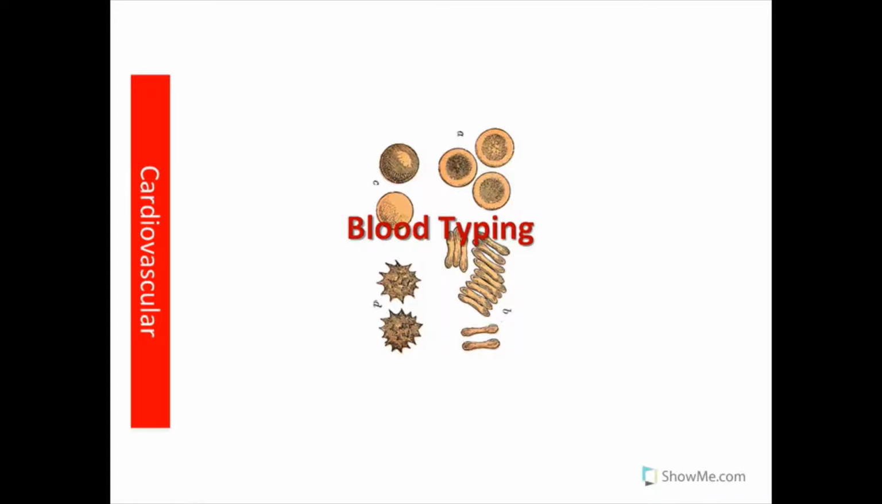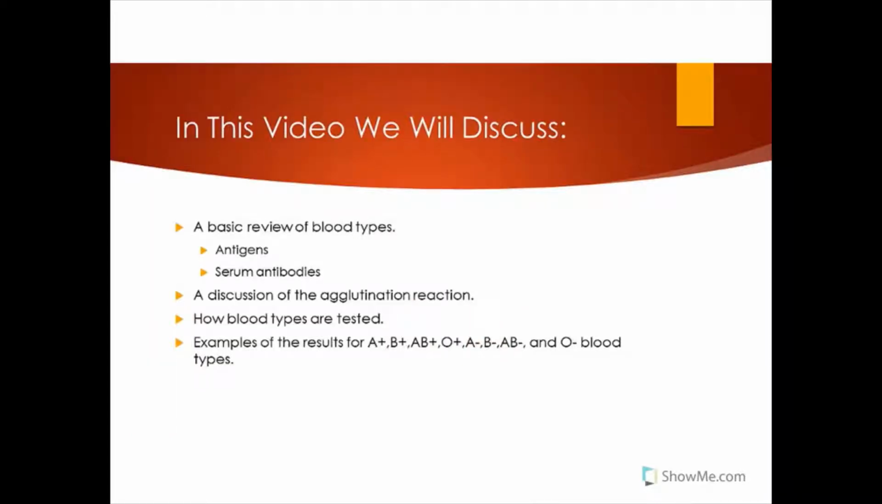In this video we're going to look at a basic review of blood types, their antigens and the serum antibodies. We are also going to discuss the agglutination reaction that's necessary to understand it, talk a little bit about how we test it, and then give some examples of the test results we might see for A positive blood, B positive blood, AB positive, O positive, A negative, B negative, AB negative, and O negative blood types. And we want to see what's going on.